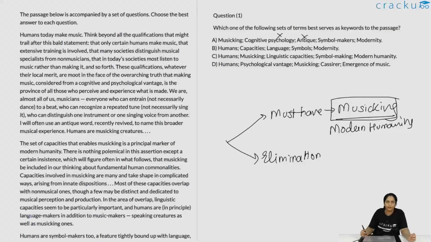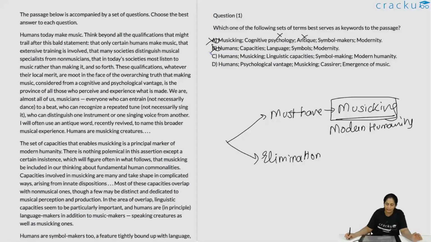Symbol making is important. It talks about how symbol making is also a characteristic, but music making is separate from it. So I would say it is an important term. Modernity is also correct. Modernity or modern humanity are both acceptable. But because of these two options, I would say this is the incorrect one. Humans, capacities, language, symbols, modernity. The most important term, musicking, is missing, so I can directly eliminate this.